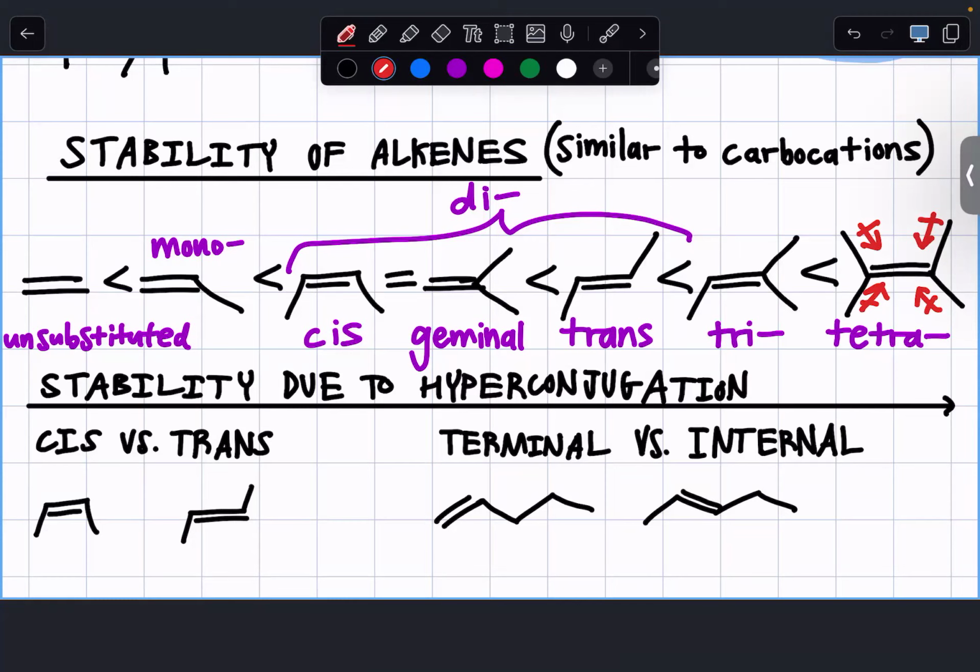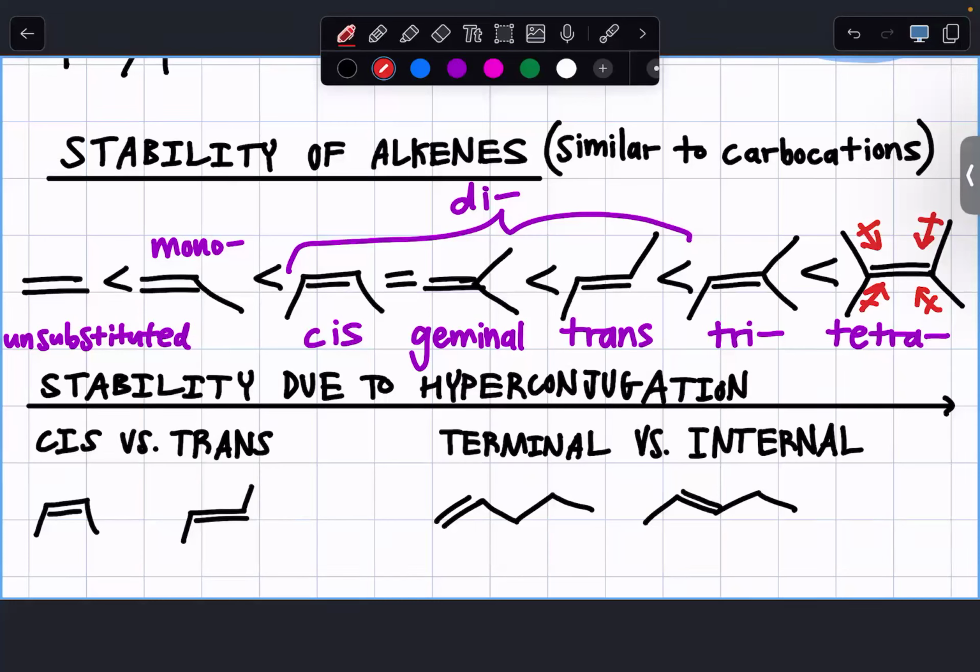These three alkenes here are di-substituted, where the cis double bond is the same stability as the geminal double bond. Geminal double bond is when the two R groups are on the same carbon of the alkene. Cis is when the two R groups are on different carbons of the alkene, but they're on the same side of the double bond. Geminal is when they are on the same carbon, but they have the same stability. Trans alkene is the more stable di-substituted double bond compared to cis and geminal.